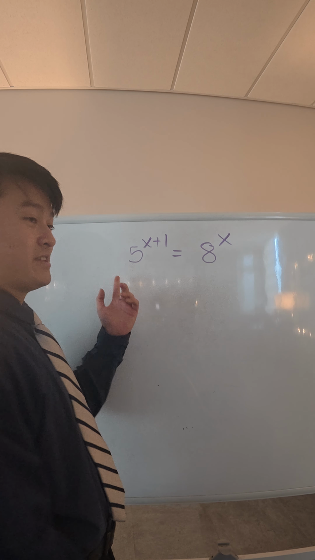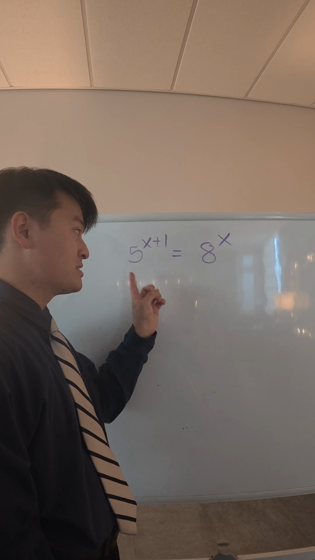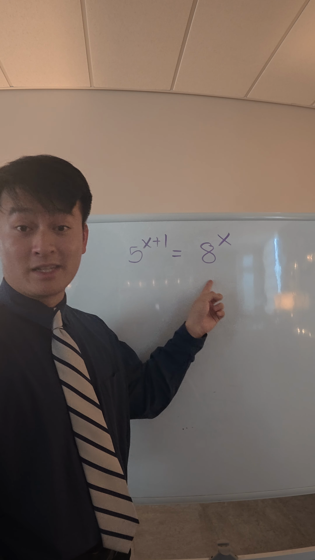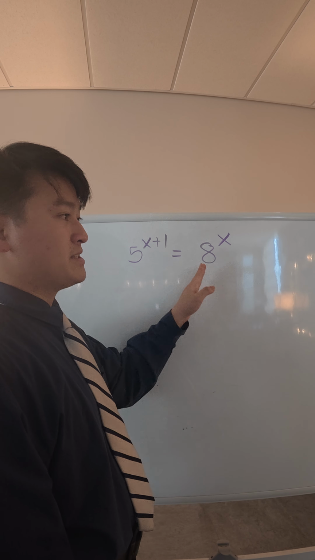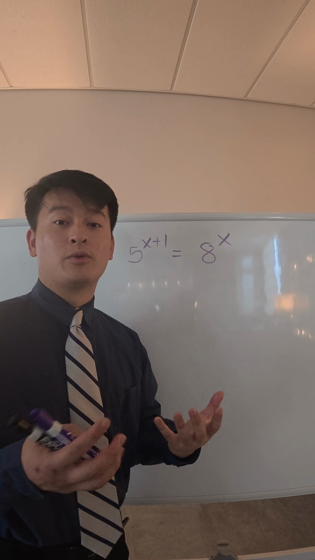All right, so let's look at this problem. This problem is a little bit different from the last ones we did in the different parts. This has a 5 to the power of x plus 1, but it's equal to, guess what, another power. This time it's 8 to the power of x. So in the last videos, you might be asking, what are we going to do?